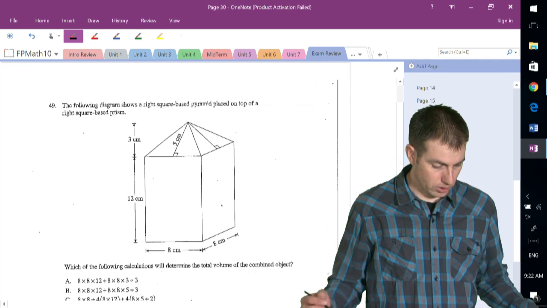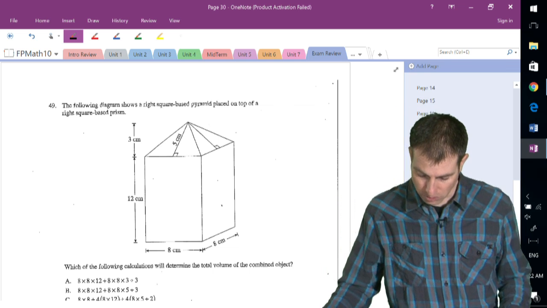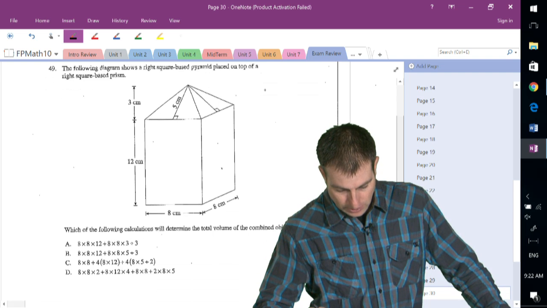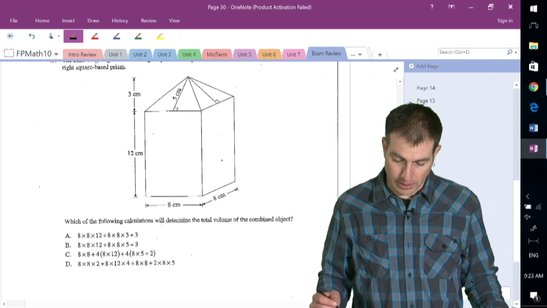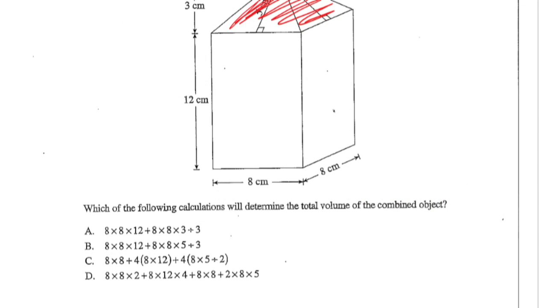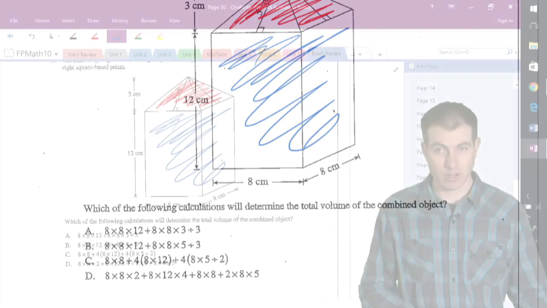49 was another question. The following diagram shows a right square base pyramid placed on top of a right square base pyramid. Which of the following calculations will determine the total volume of the combined object? I like it. Obviously, we have 2 shapes here. We have this square base pyramid, and then we have this rectangular prism. So we're going to have to find the volume of both those things independently, and then once we've done that, we can add them together.